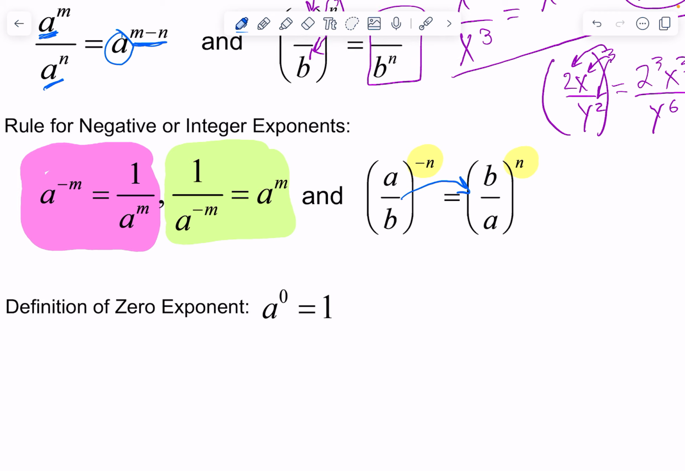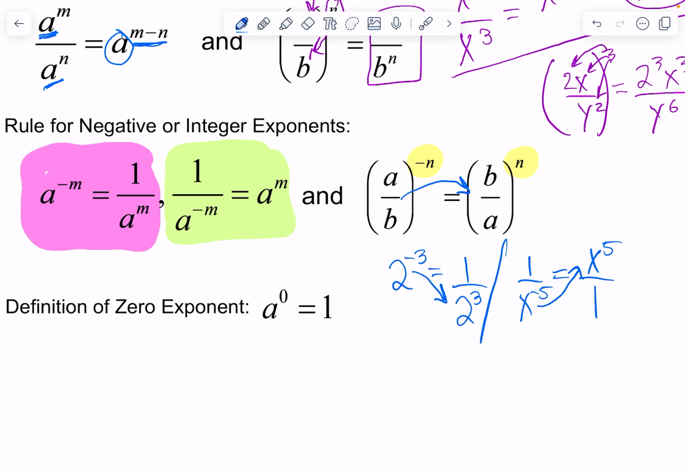Okay, if I have, for example, 2 to the negative 3rd power, that's going to equal 1 over 2 to the 3rd power. If I have 1 over x to the negative 5th power, that's going to equal x to the 5th over the 1st power. Again, I just brought the negative exponent down to make it positive, and in the next example, I brought the negative exponent up to make it positive.